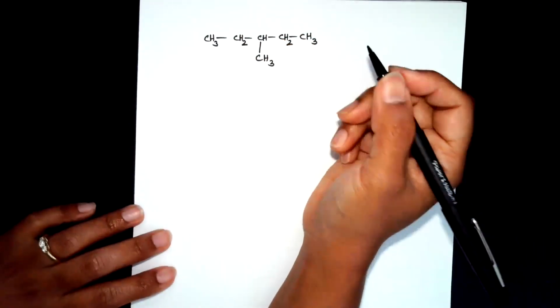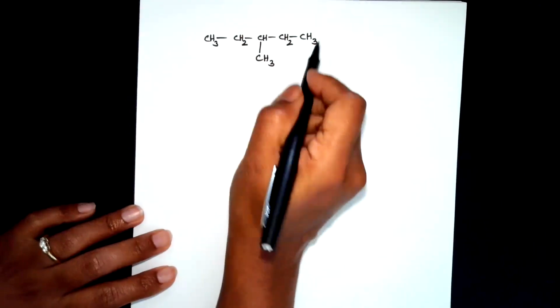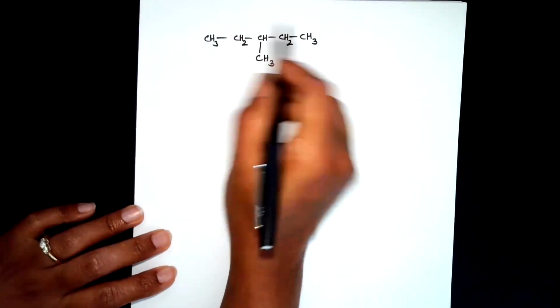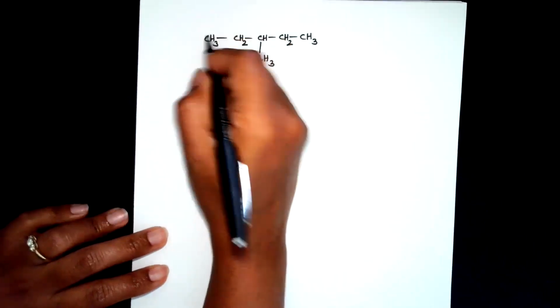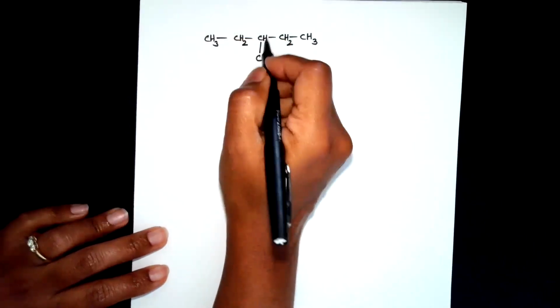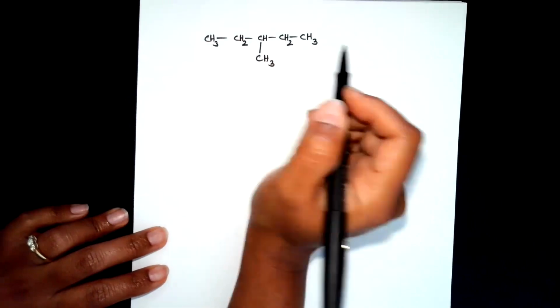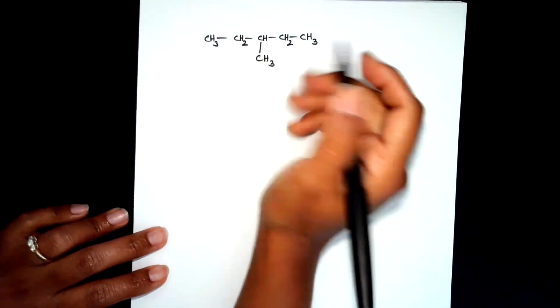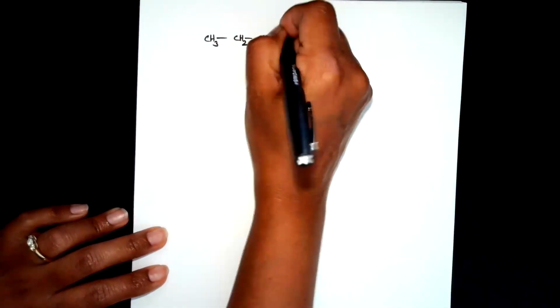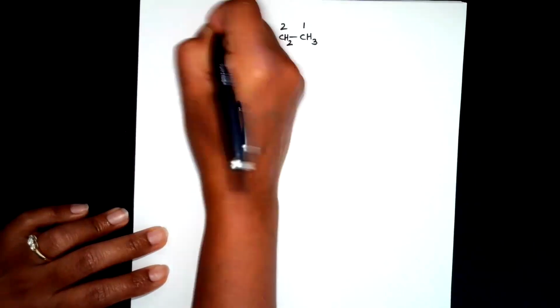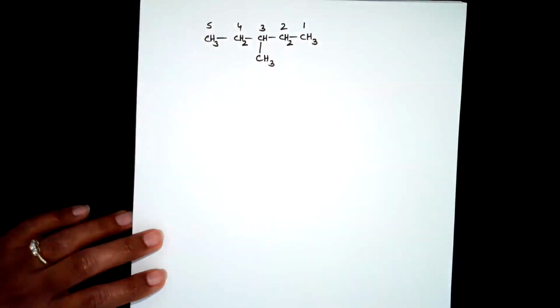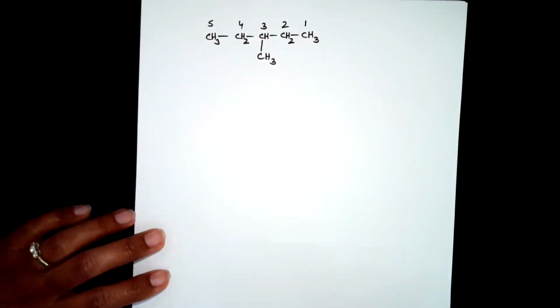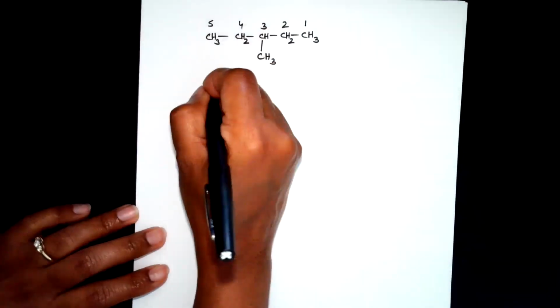Now, we know the longest carbon chain is 5 carbons long in a continuous pattern. Next up, we need to number. You could number from the right or the left. Either way, it's going to be carbon 3 that has your methyl group attached to it. So it doesn't matter. 1, 2, 3, 4, and 5. So what was again the way of writing these names? I would have to start with the position of the substituent.